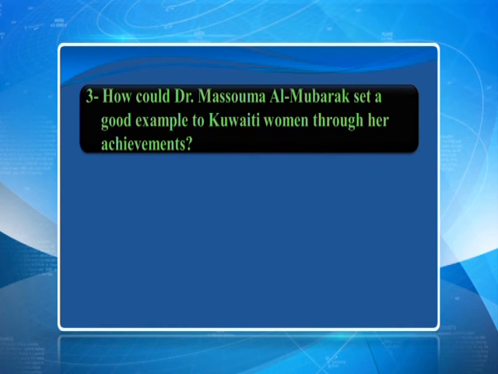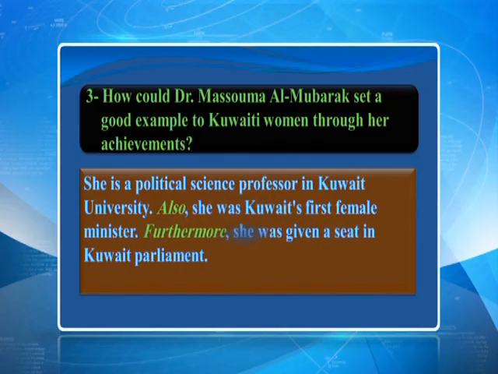Question number 3. How could Dr. Masouma Al-Mubarak set a good example to Kuwaiti women through her achievements? Now, it is, as you see, related to the character that we have studied in our textbook. It's about Dr. Masouma Al-Mubarak. We're talking about her achievements. She is a political science professor at Kuwait University. Also, she was Kuwait's first female minister. Furthermore, she was given a seat in Kuwait Parliament. Now I linked them using also and furthermore.